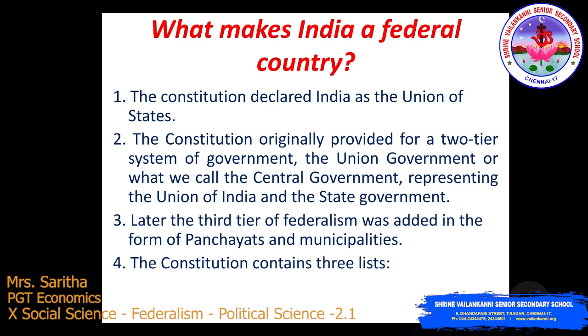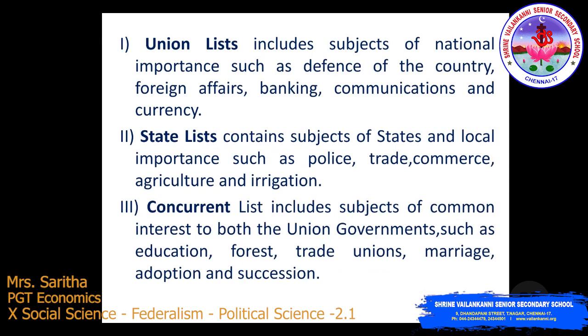The fourth one: the constitution contains three lists: union list, state list, concurrent list. The union list includes subjects of national importance such as defense of the country, foreign affairs, banking, communication and currency. They are included in this list because we need a uniform policy on these matters throughout the country. So the union government alone can make laws relating to the subjects mentioned in the union list.